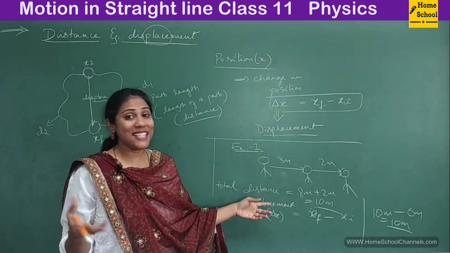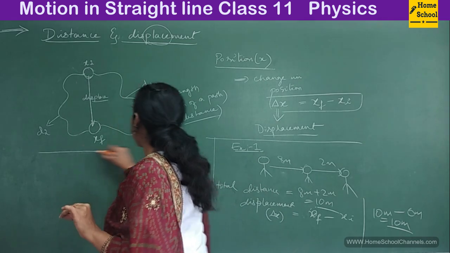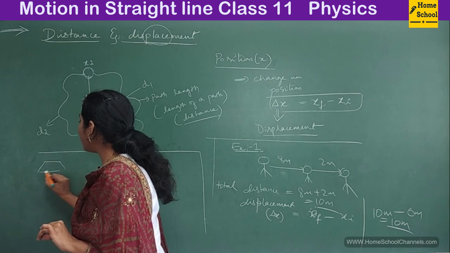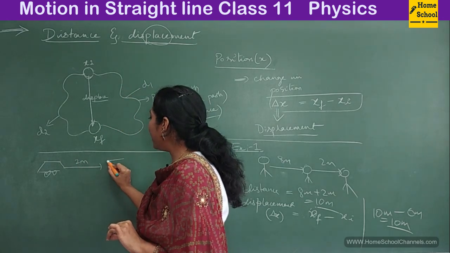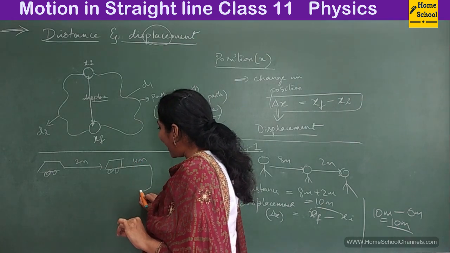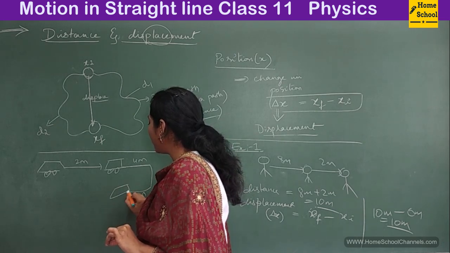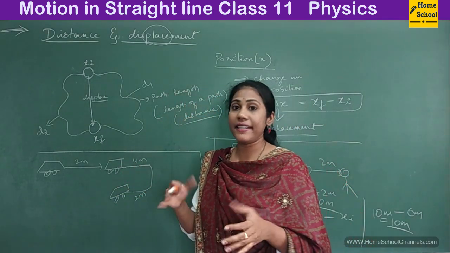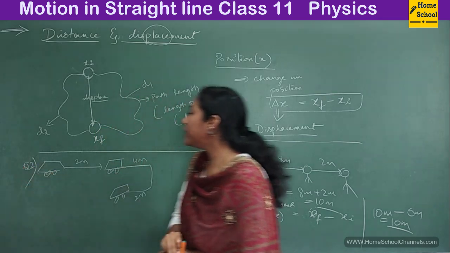Is our distance equal to displacement every time? No. Observe this example carefully. You have a car, and it is moving 2 meters this way. From here the car moves 4 meters this way. Then it takes a U-turn and comes back 2 meters backward. In this case, can you calculate how much is the distance and displacement? Observe the question here. This is example 2.